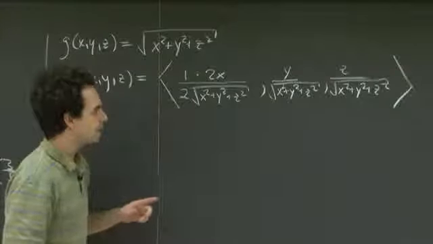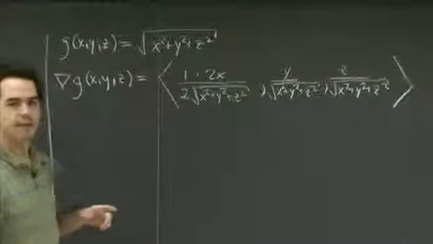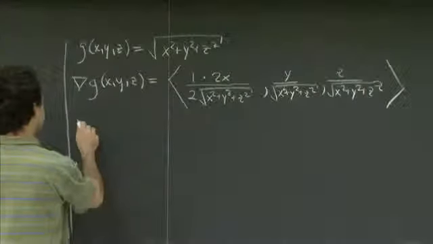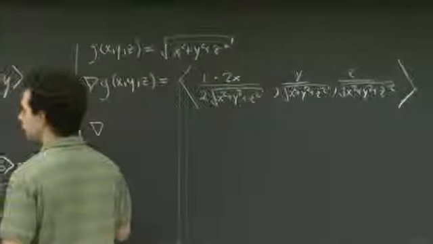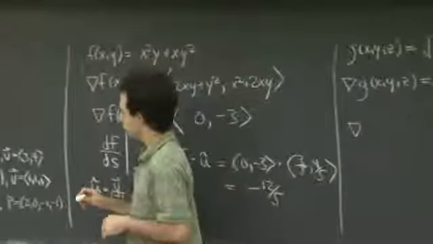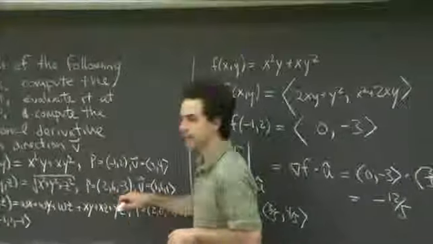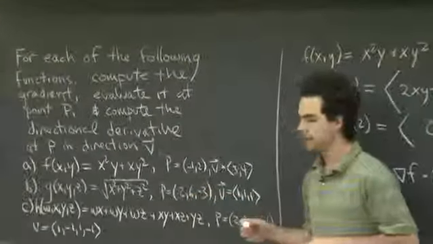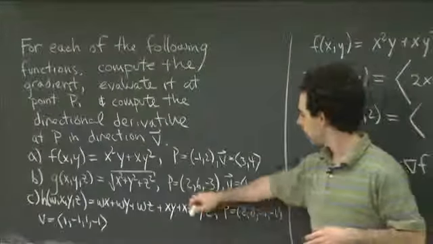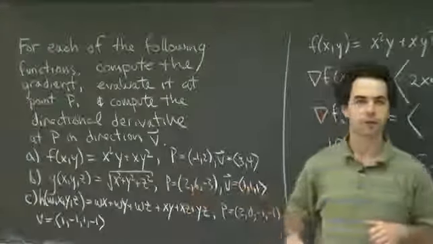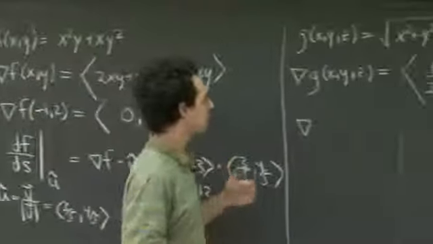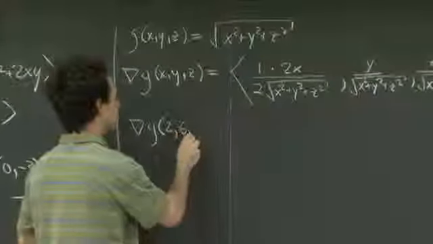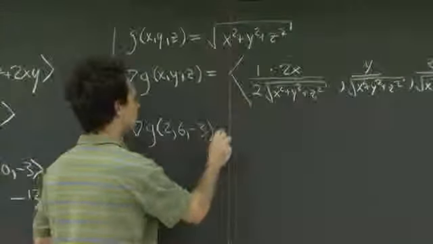So now you are also asked to compute this gradient at a particular point. The point in question, I have to look back over here, was the point 2, 6, minus 3. So at the point 2, 6, minus 3, we want to compute the gradient. We just take these numbers back over to our formula and put them in. So we take the gradient of g at 2, 6, minus 3.